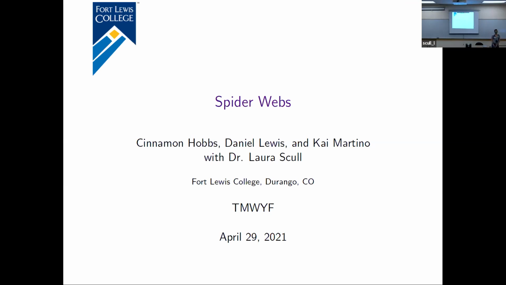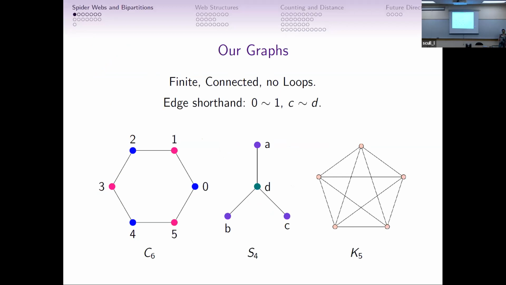All right, hi, I'm Cinnamon. I'm here with Dan and Kai from Fort Lewis. And since they did such a great job of looking at spider nests, which are spider webs where your domain and codomain are the same as each other, we're going to introduce you to the rest of spider webs where there are no automorphisms because your domain and codomain are different from one another. So just for simplicity, we're going to stick to finite connected graphs with no loops, like the ones on this slide. I do want to show you a notation that we'll use in our proofs to denote when there is an edge between two vertices.